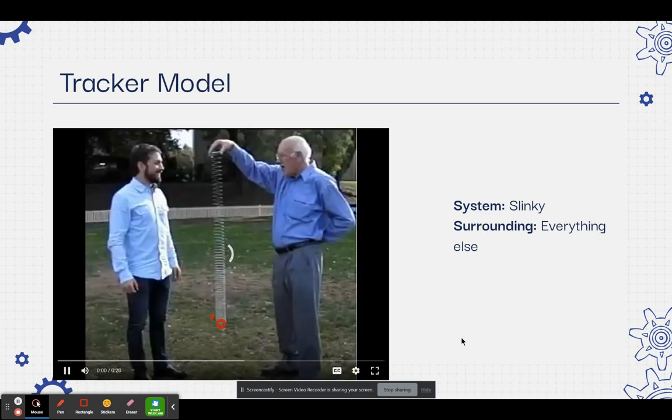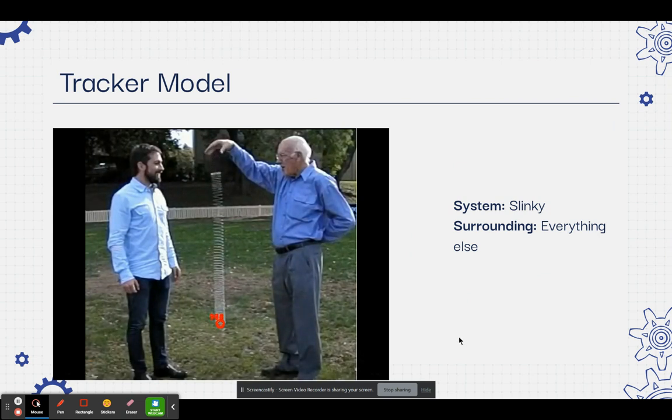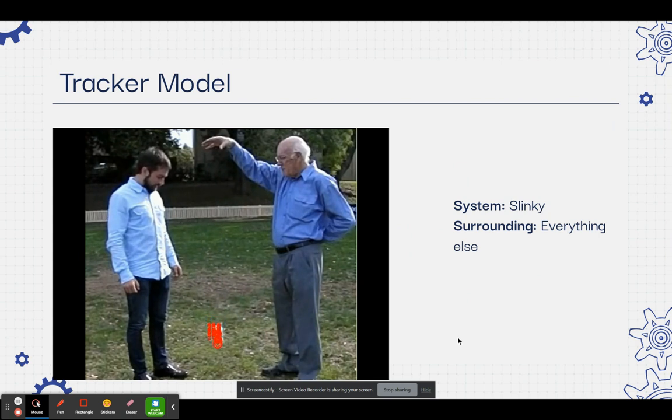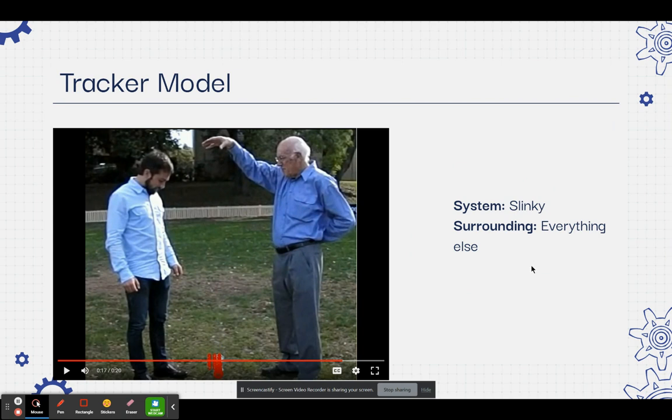And here is the tracker model. As you can see, as it falls down, the bottom of the slinky actually does not move until the top reaches the bottom, right about now, and it begins to fall. The system, in this case, obviously, is the slinky, and the surroundings are everything else.